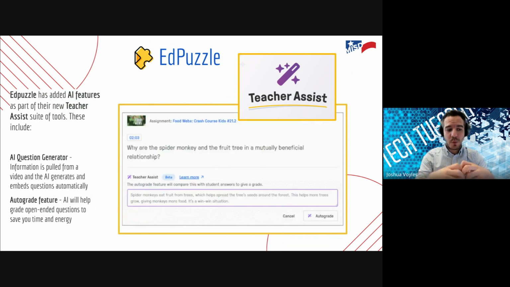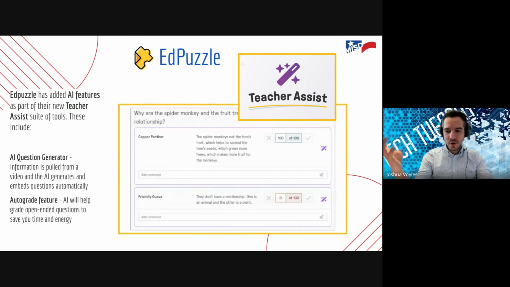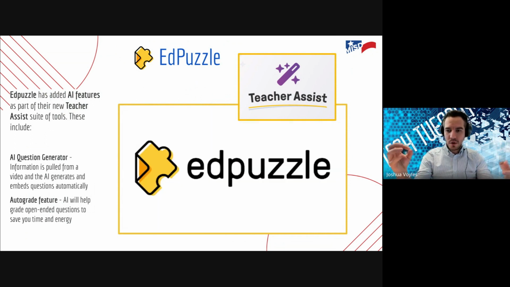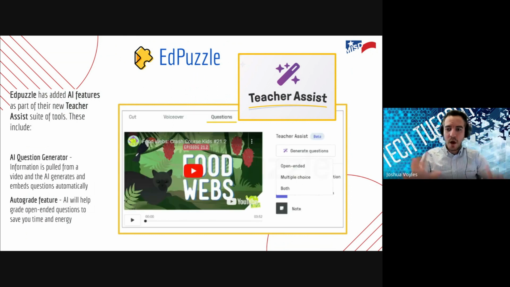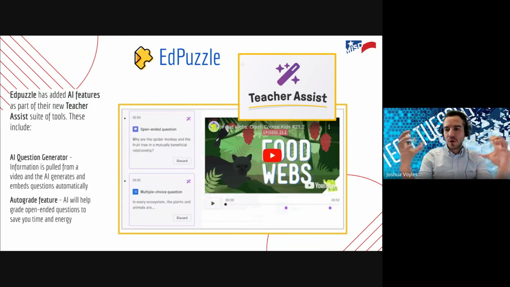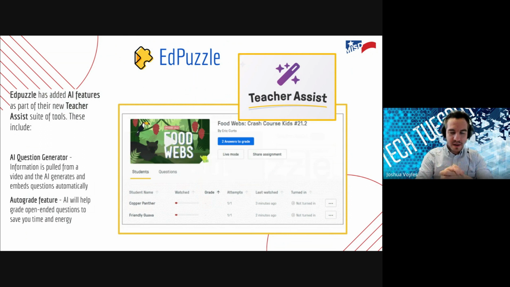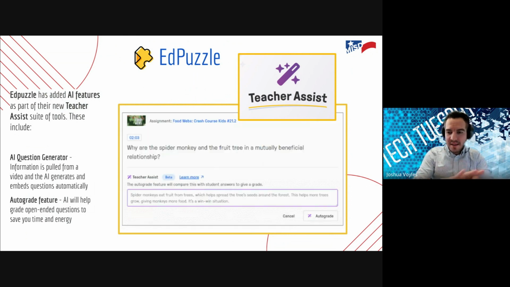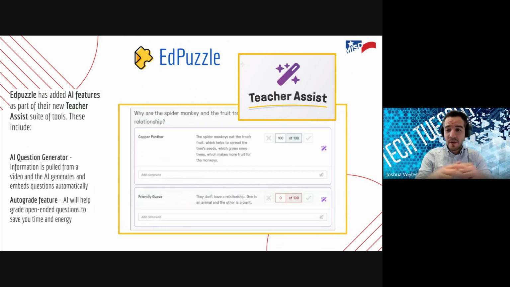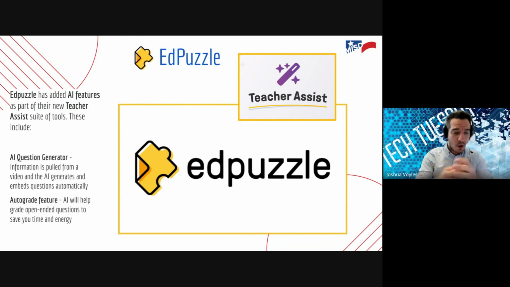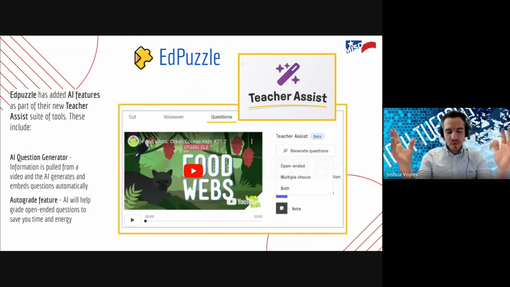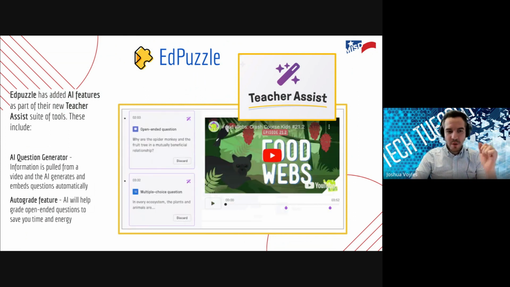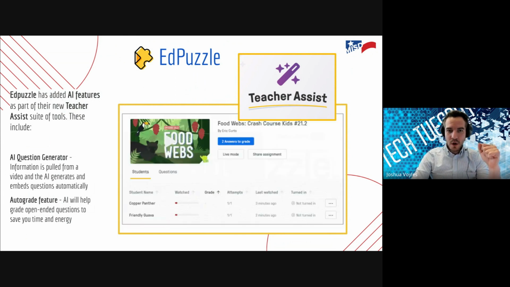Information is pulled from a video, and if you use Edpuzzle, you know that Edpuzzle is basically a platform all around working with YouTube videos. It will analyze that video and auto generate questions for you. You can also put in your own questions. It's really cool. So I'll show you. Let's just jump into it. How does that sound?